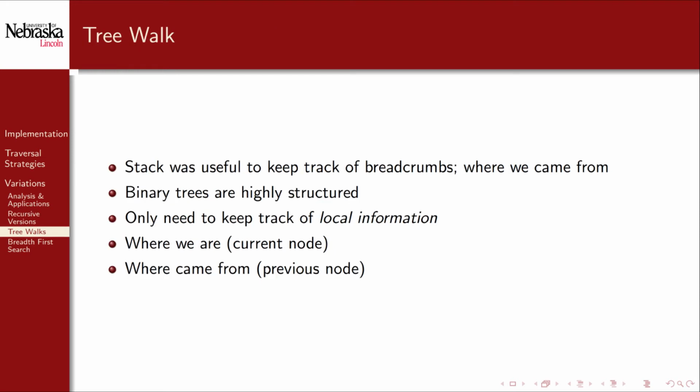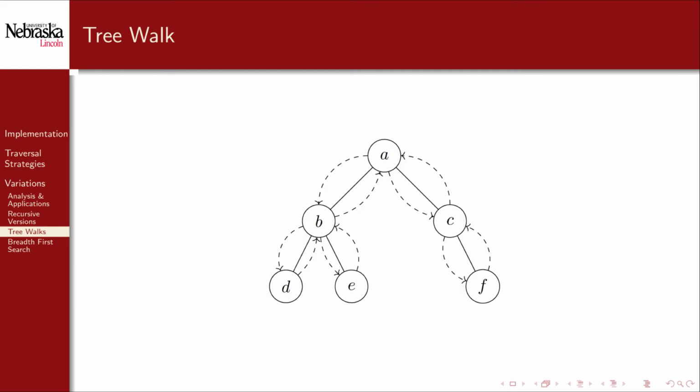In our presentations, the stack was useful to keep track of breadcrumbs and where we came from. However, binary trees are highly structured, so we only need to keep track of local information rather than the entire sequence of vertices that we traverse to get us there. In fact, we only need to keep track of where we are, the current node, and where we came from, the previous. All three traversal strategies were actually the same in how they traversed the tree. We basically walked around the perimeter of the tree.